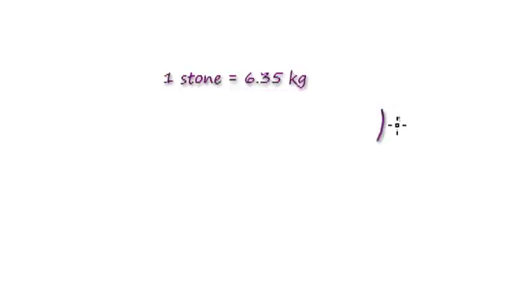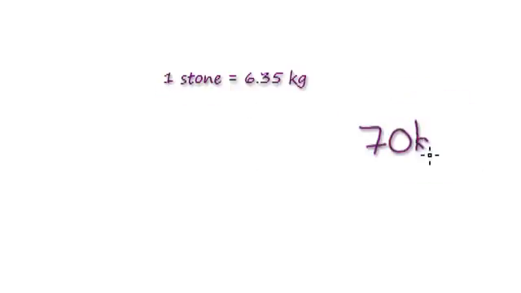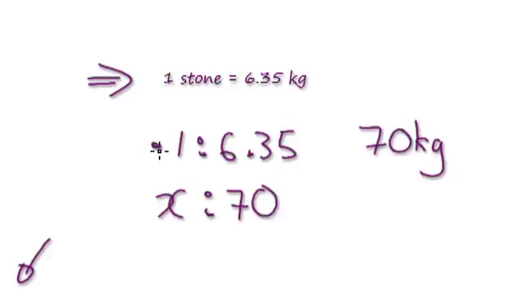If I weigh 70 kilograms, what's that in stones? So convert 70 kilograms into stones. Press pause and have a go. Okay, so start by summarizing this here. 1 stone to 6.35 kilograms. Now you're given 70 kilograms, and you want to find out x. Ultimately you want to start from here and then jump into the x.